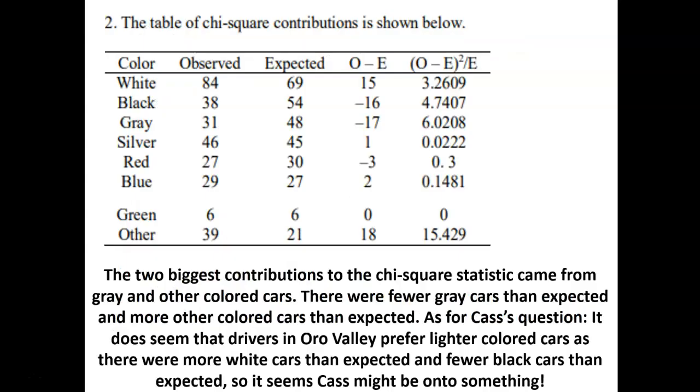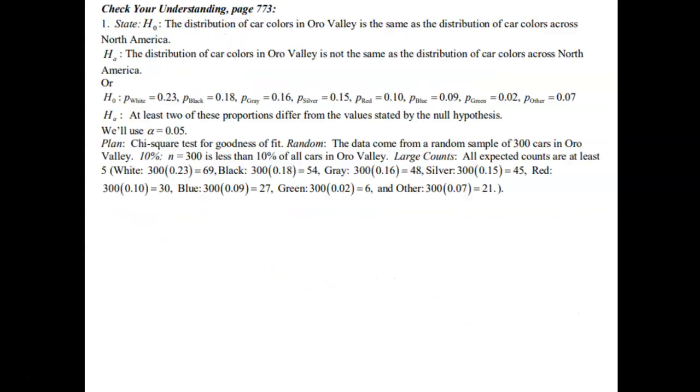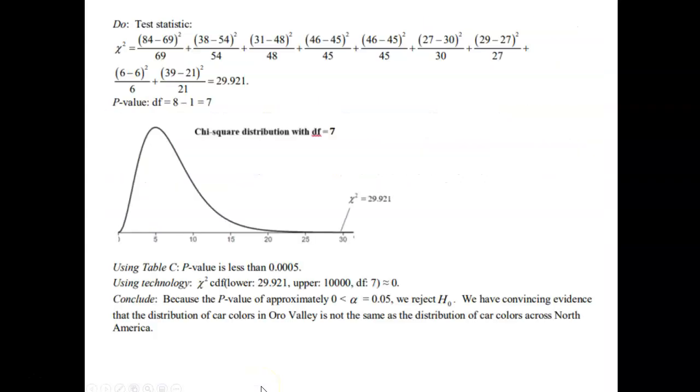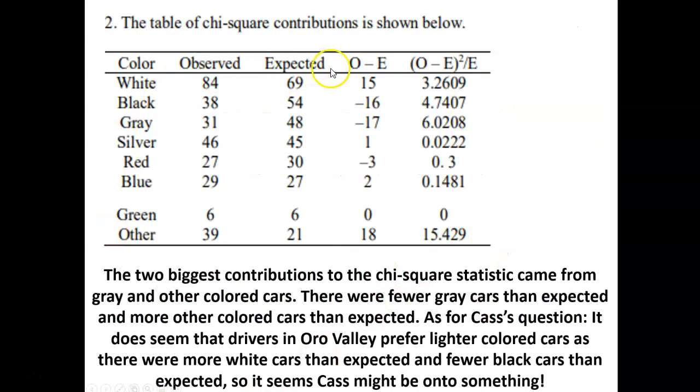All right, good deal. Now, this table specifies something that we're going to need to answer the second part of the question. If you remember, the second part of the question says if there is convincing evidence of a difference, perform a follow-up analysis. So let's look at the contributions that each one of these colors gave us.